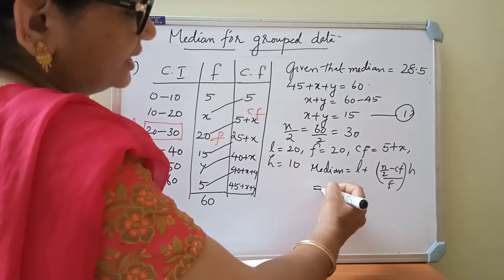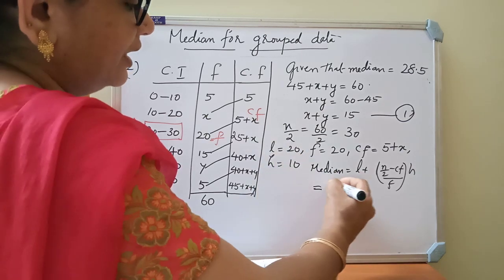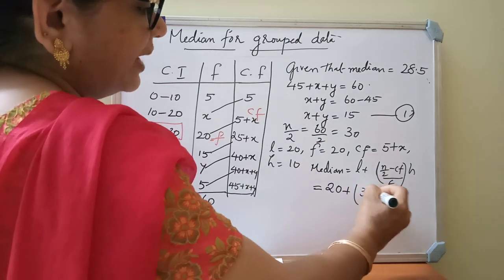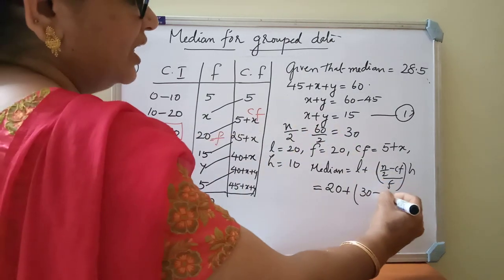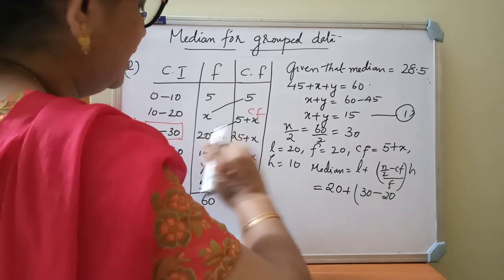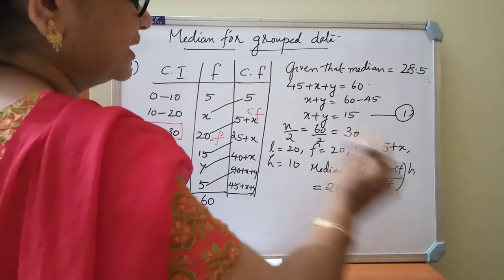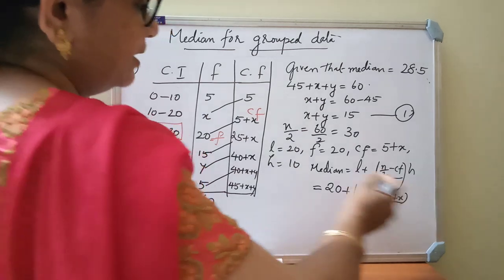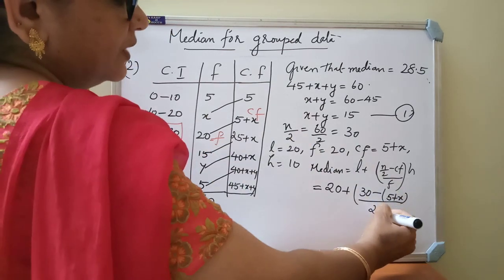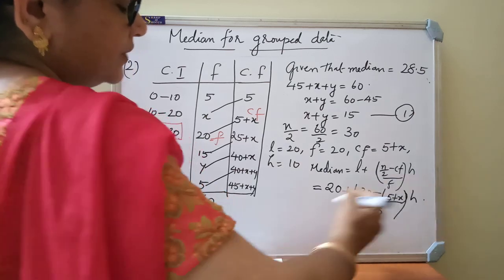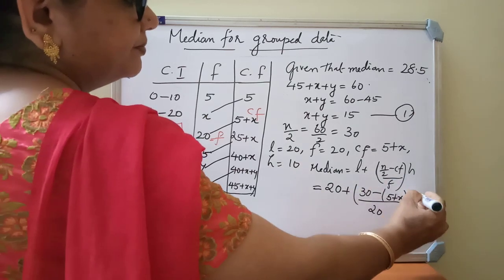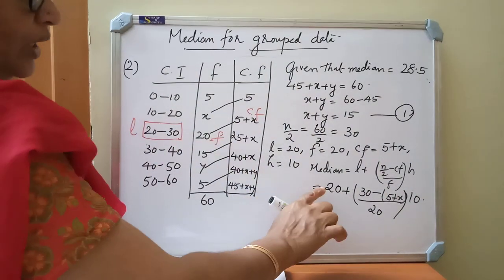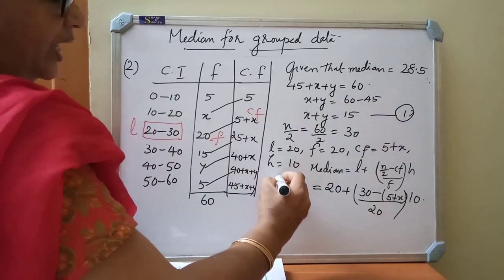So L plus, L is our L value, 20, plus n by 2, 30, minus CF. CF is not 20, it is 5 plus x. Within bracket you write, because two terms are there, divided by f, only 20. The whole into h. h is 10. So we will have median equal to, median is given as 28.5.